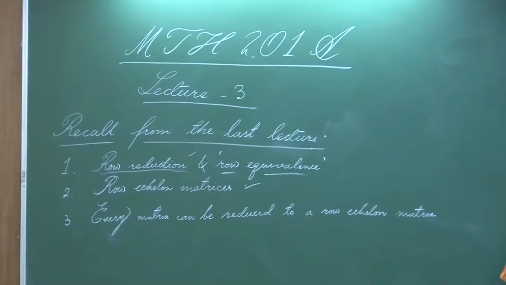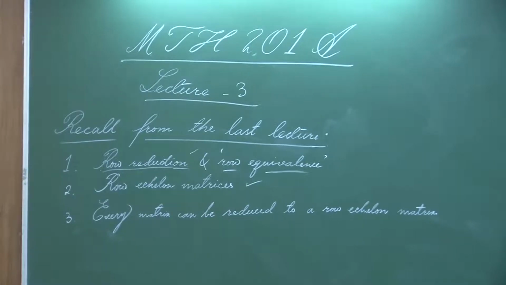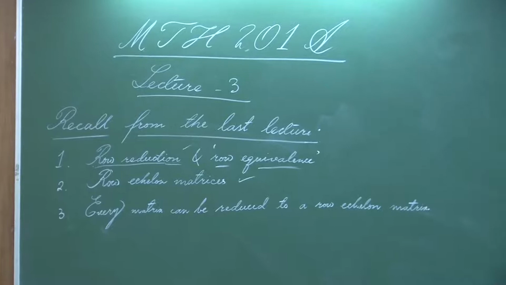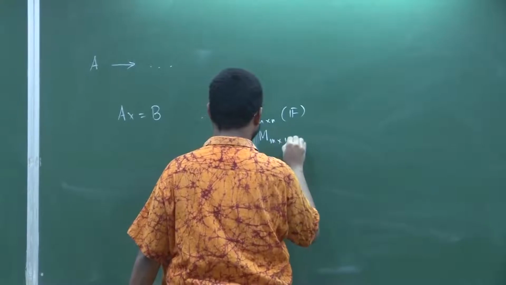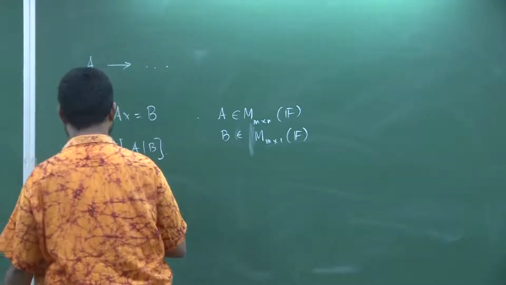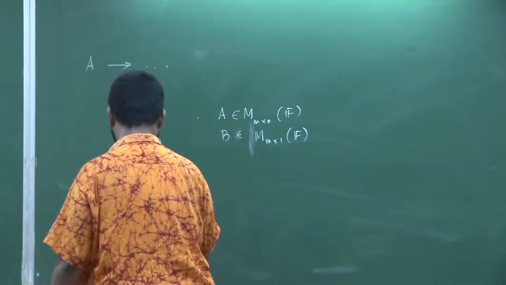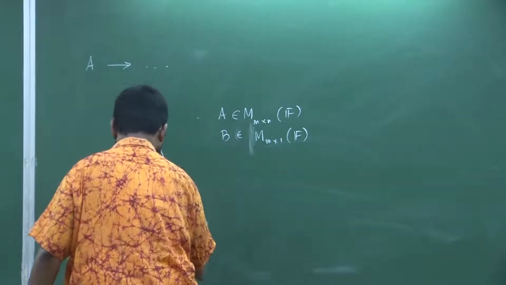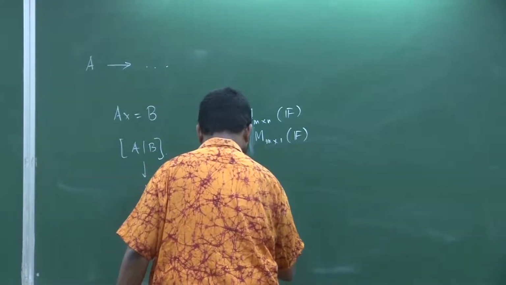Given a system, let us say Ax equals b, where A is an m cross n matrix over F and b is a column vector, b is m cross 1 over F. The augmented matrix associated to that is this. Now, we will reduce it, we are applying row operations. Let us arrive at this. So, let A prime B prime be the row echelon matrix which is equivalent to this.